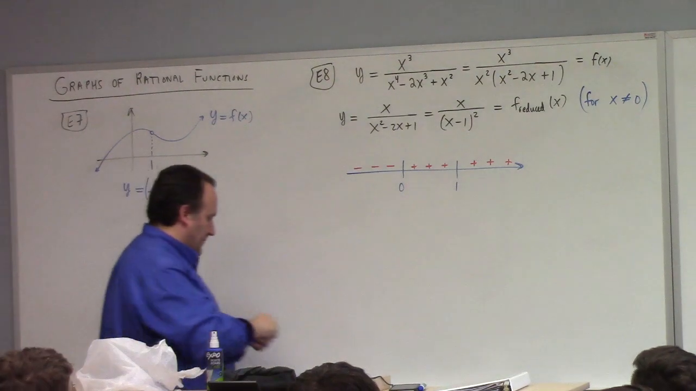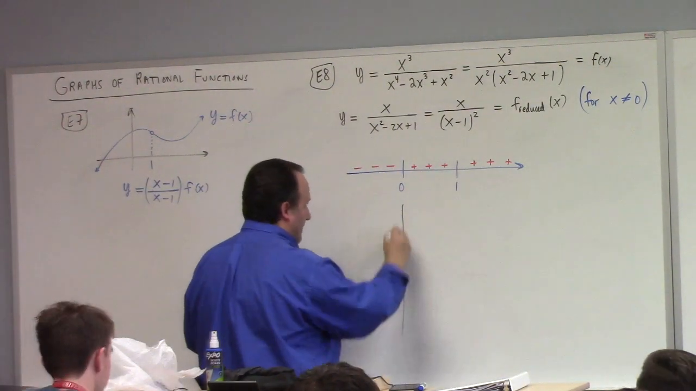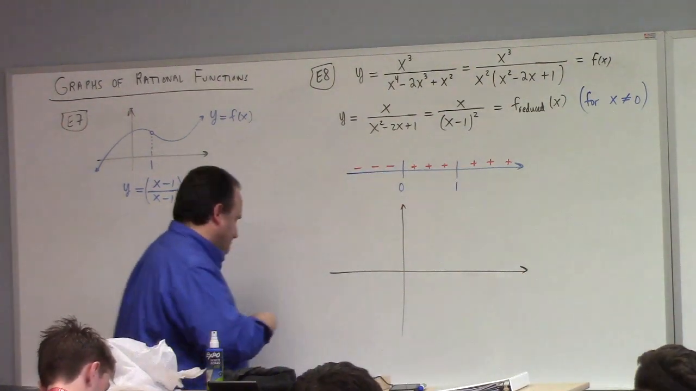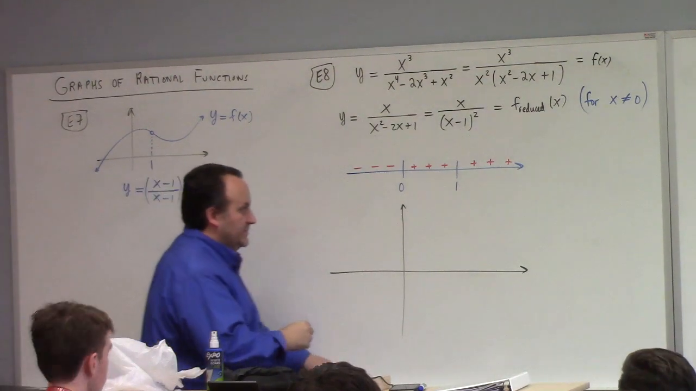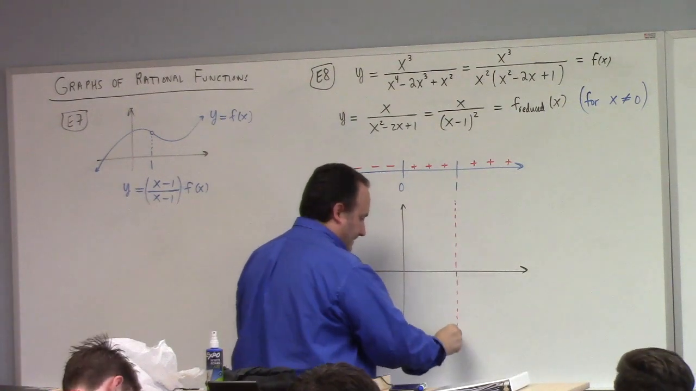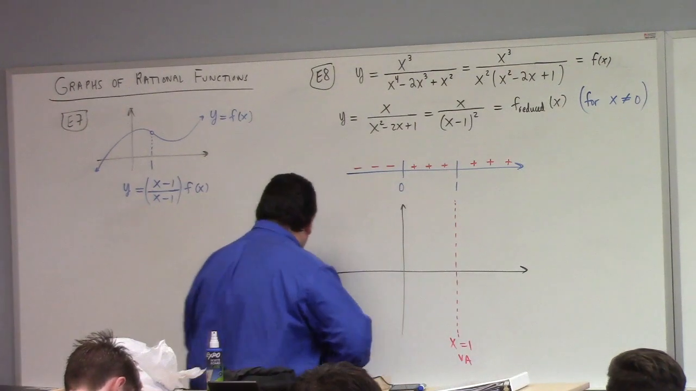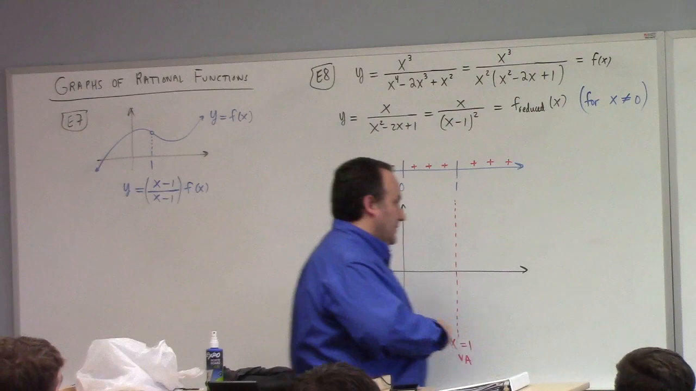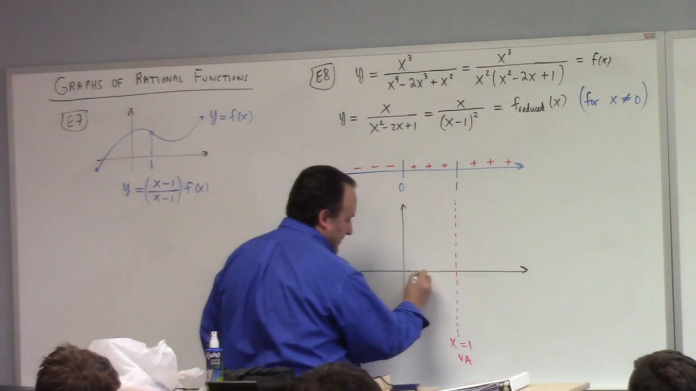All right, so let's graph this thing. I have a vertical asymptote at x equals 1. My horizontal asymptote, again, kind of boring, is just y equals 0.